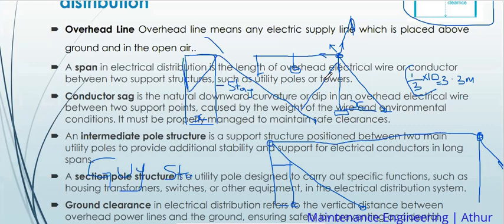So I have explained a conductor sag, I have explained an intermediate pole, I have explained a section. This is a pole at an angle. I have explained the ground clearance. Ground clearance, I told you, it is just the distance between the conductor and the ground.